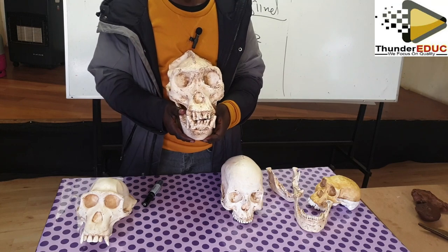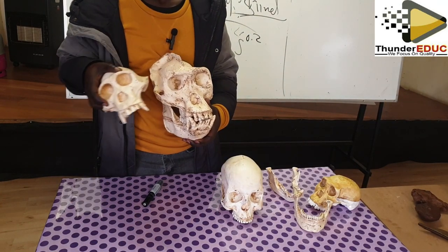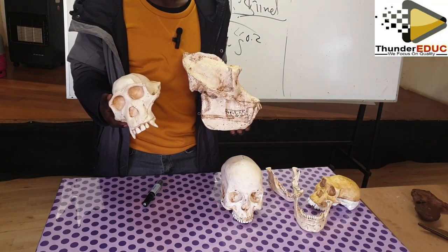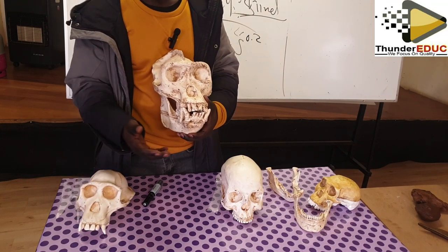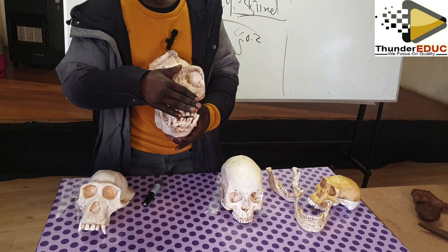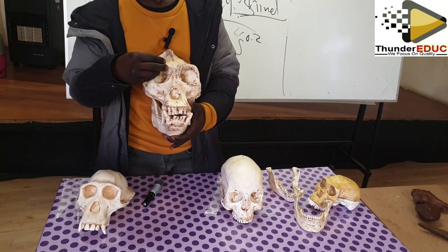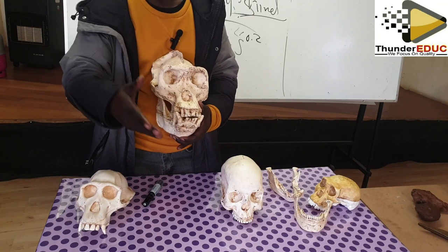Focus. Based on their face, give the differences between this and this. Based on the face. It can be like this, based on the face. It can be like this. You understand? So, please don't talk about things which are not on the face. Talk about the sloping face. Talk about the brow ridge. You understand? The marks will depend on the question they have asked you.